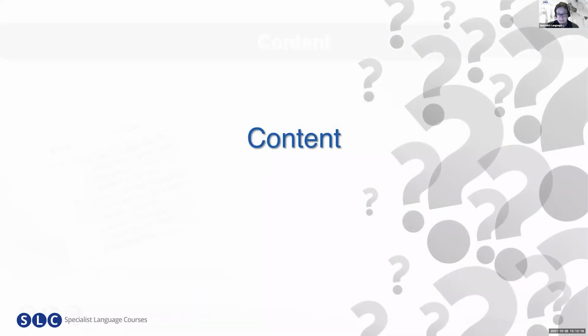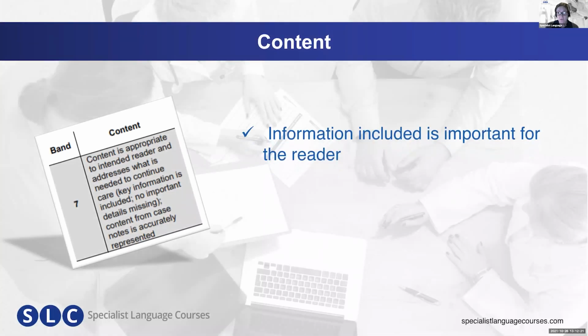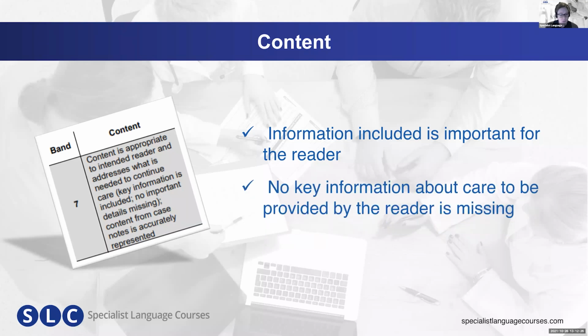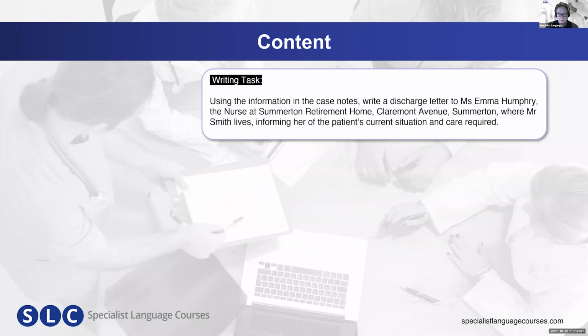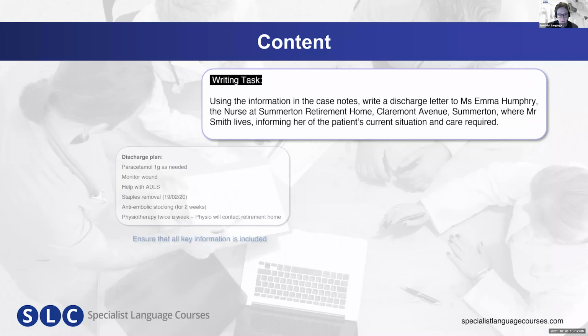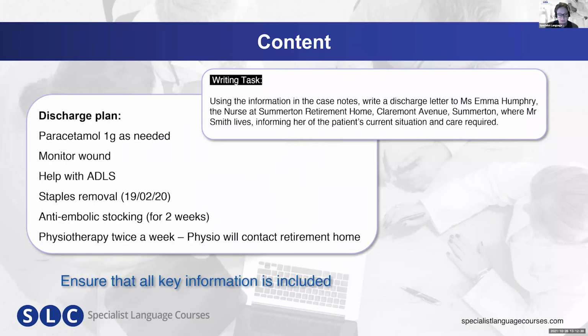Moving on to content. You need to make sure the information included is necessary for the reader, no key information is missing, and that it's accurate. So taking the same extract from case notes, here is the discharge plan, and you need to ensure that all key information is included. And in this case, it's everything. If you miss one item, it could dramatically reduce your score for content. So make sure you include all the key information needed.